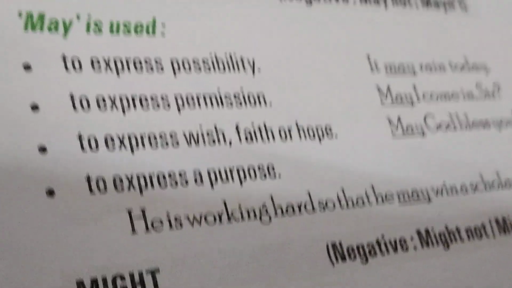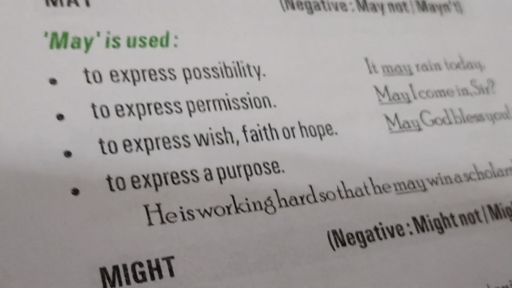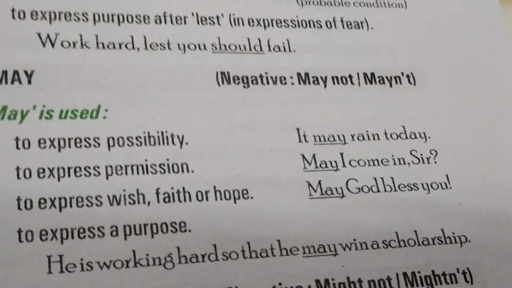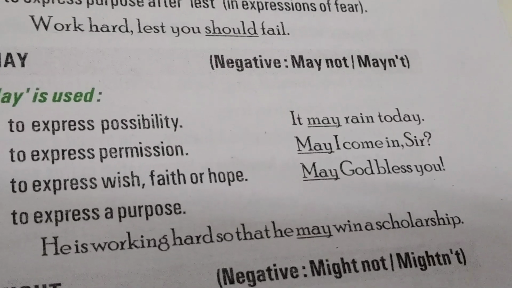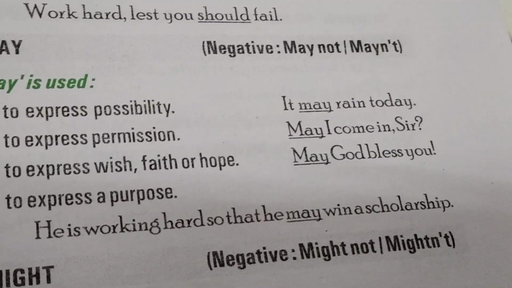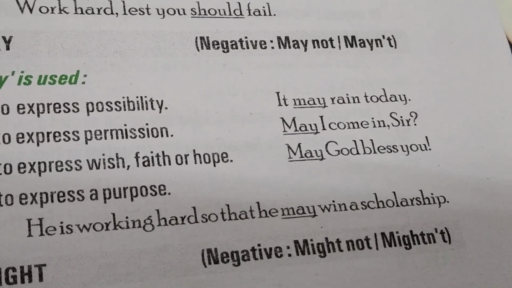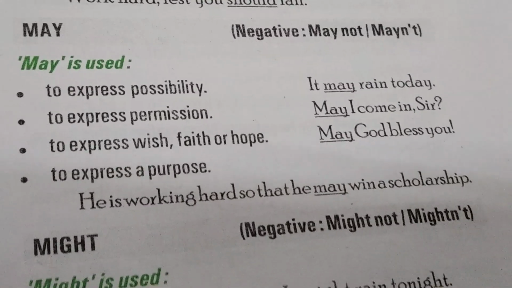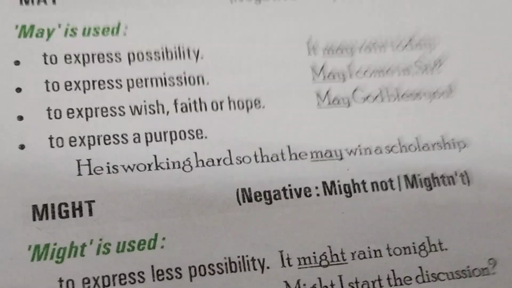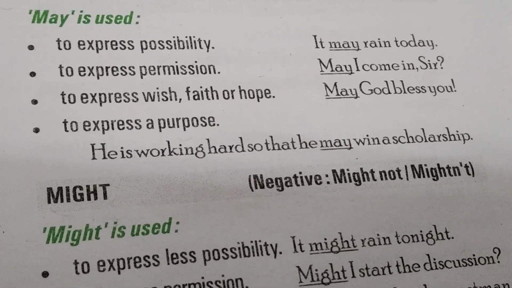Then we move on to may. May is used to express possibility, to take permission, to express wish, faith or hope. How? It may rain today. It is a possibility, but a slight possibility. To express permission, may I come in, sir? To express wish or faith, may God bless you. It's my wish. Or to express purpose, he is working hard so that he may win a scholarship.